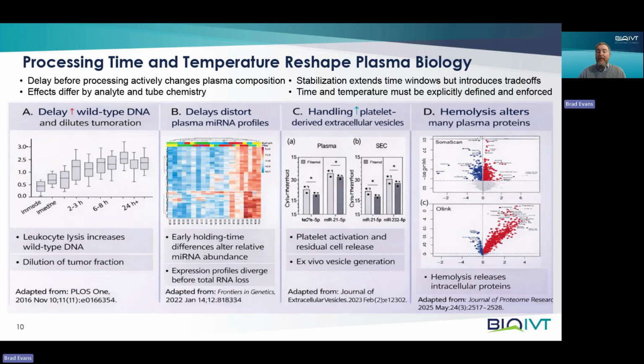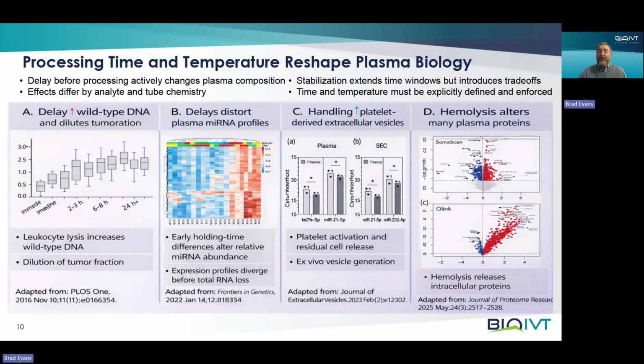Panel B shows the impact of delay on plasma microRNA profiles. This heat map is important because it shows that relative expression patterns shift early, even before total RNA degradation becomes obvious. That means holding time does not just reduce signal, it reshapes the profile. So two samples from the same patient can look biologically different simply because one sat longer before processing.